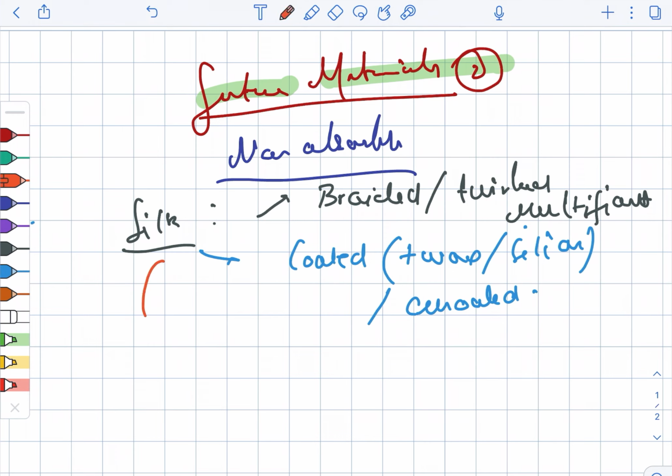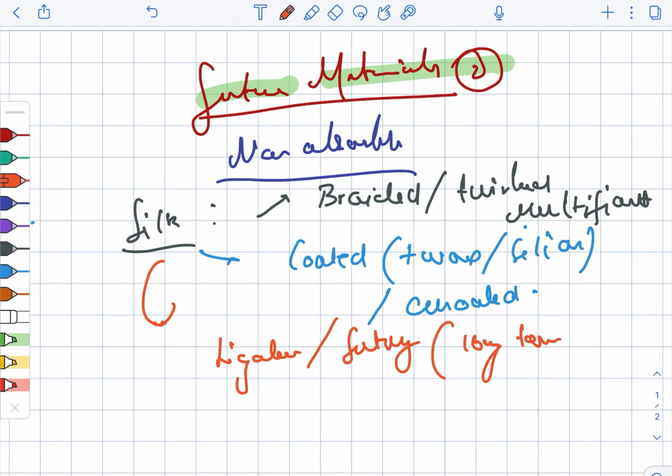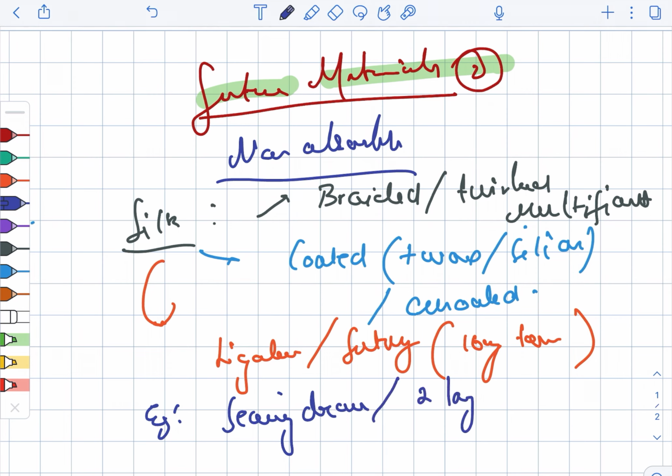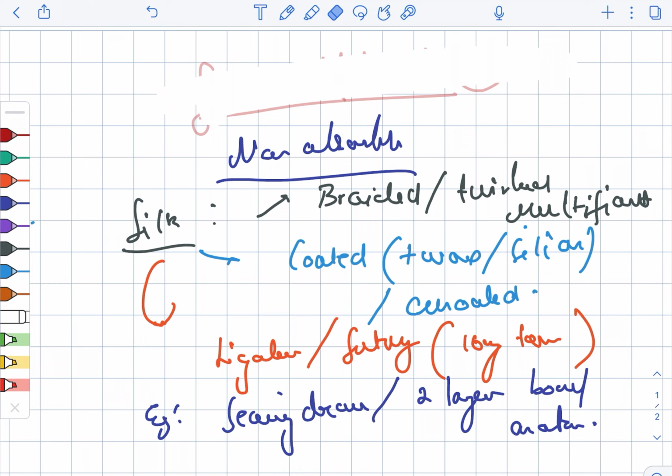Now looking at the uses of the silk: it is used for ligation as well as suturing, and when long-term support is needed, it is basically used for long-term support. For example, the silk can be used in securing drains as well as in the 2-layer bowel anastomosis. So in such cases the silk is used.